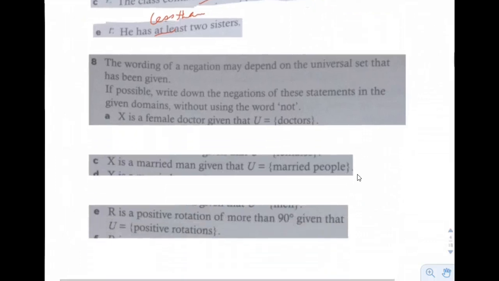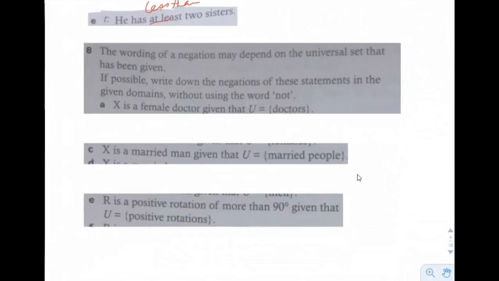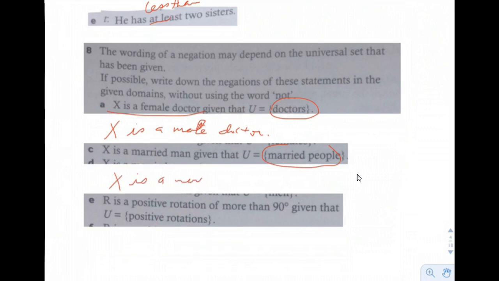Okay. 8. The wording of a negation may depend on the universal set that has been given. If possible, write down the negation of these statements in the given domains without using the word not. Okay. So let's say, X is a female doctor. If the universe is all the doctors, that would include female doctors and male doctors. So we could say X is a male doctor. X is a married man, given that the universe is all the married people. So in married people, there are married men and there are married women. So X is a married woman.